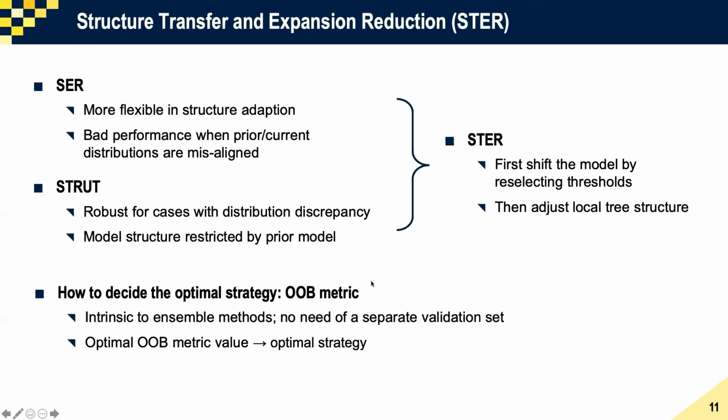Now that we have 3 different transferring strategies, none of them can be guaranteed to outperform the other 2 for all data sets. The optimal strategy should be decided by the actual data set. We use the OOB metric, which is an intrinsic characteristic of random forest and does not need a separate validation set. The strategy with the highest OOB metric value is then selected as the optimal one.